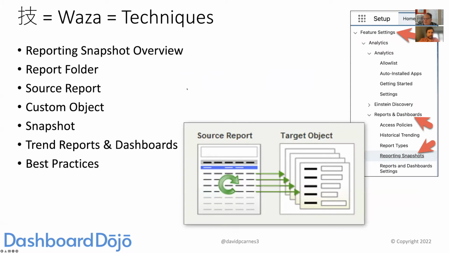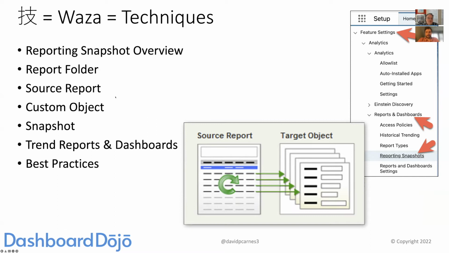So Janine asked the question, does it only use standard fields, or can you grab custom fields? You can absolutely grab custom fields in the reporting snapshot that we're going to do today. Absolutely. For that other one called opportunity trends, you cannot use custom fields. So that's another differentiator. Great question.